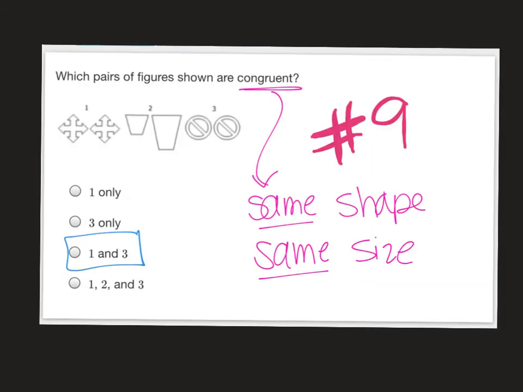All right, on number 9, we just want to know which figure pairs are congruent. Remember, congruent means same shape and same size. So that's why we chose group 1 and group 3.